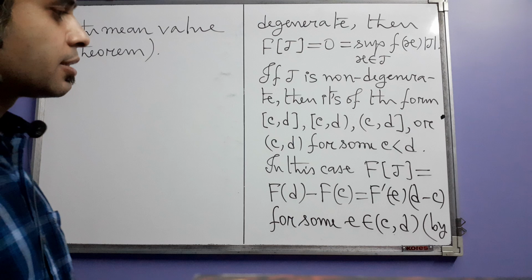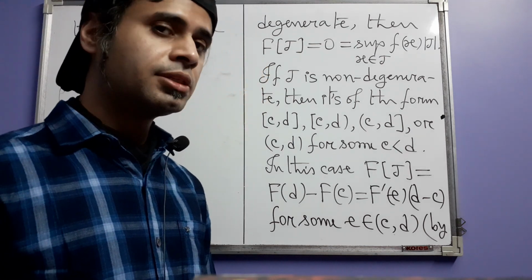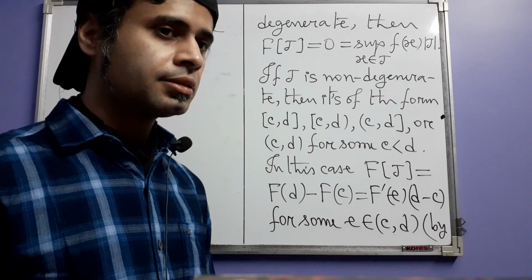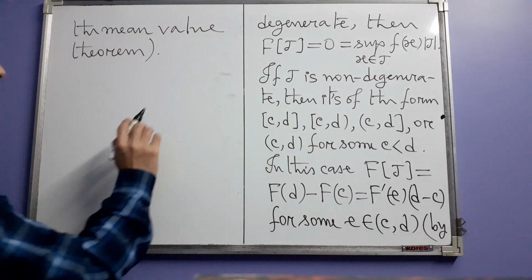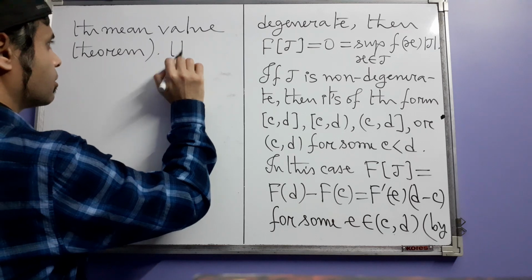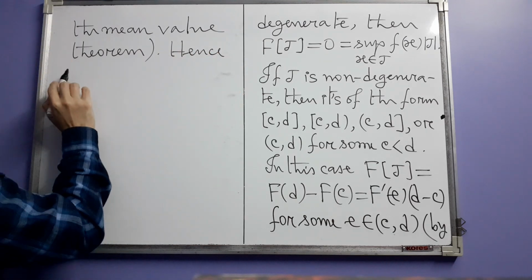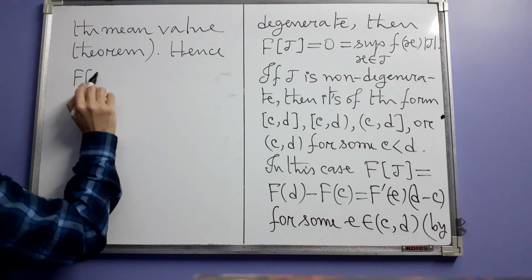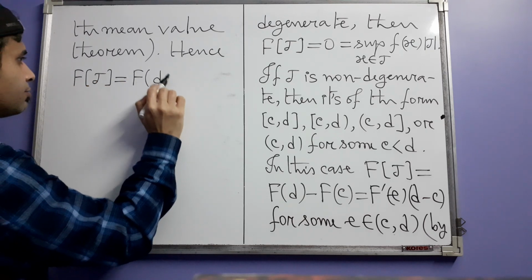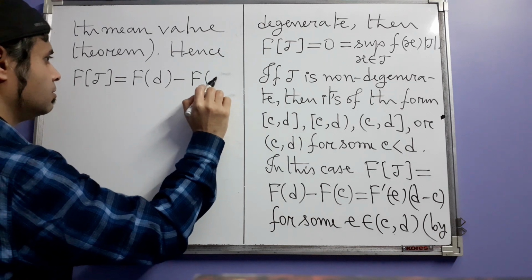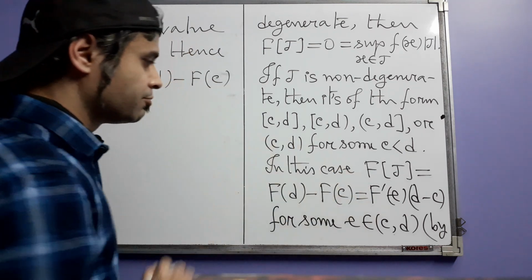Mean value theorem is such a powerful tool, it gives us many things. Later we will see that it also gives us Taylor series, Maclaurin series, those things. So what are we getting? F(j), which is F(d) minus F(c), this is f prime of e.